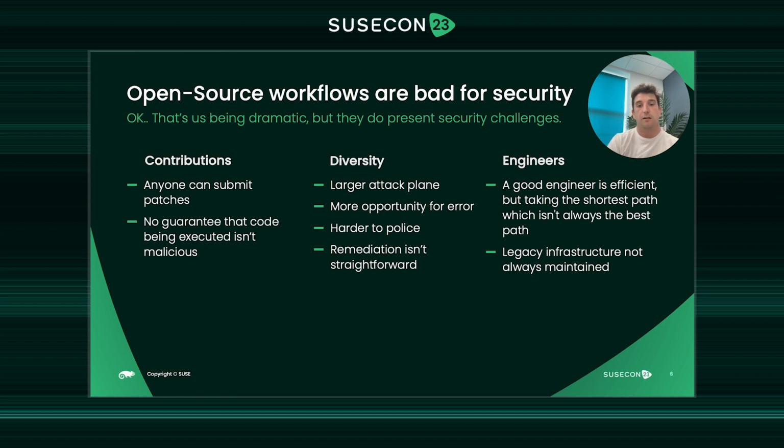Open source projects are diverse, covering a large number of areas. In each of those areas there are project-specific methodologies with different implementations, leading to a larger attack plane and a wider margin for error. Diversity makes policing of infrastructure challenging, and remediation work is often not straightforward, as we may require various methods to roll out patches or security fixes.